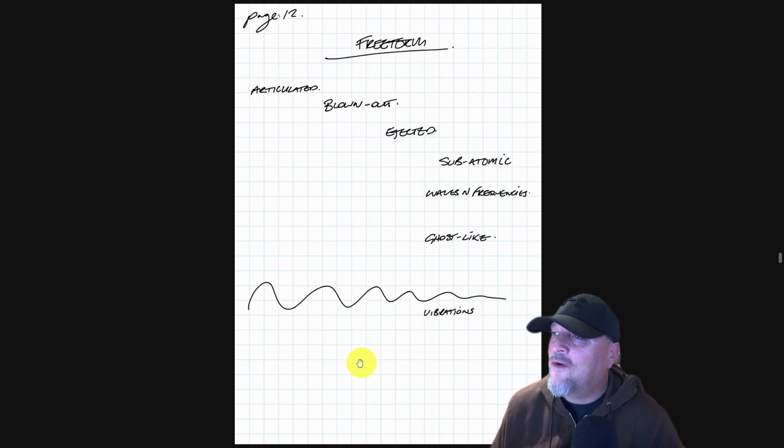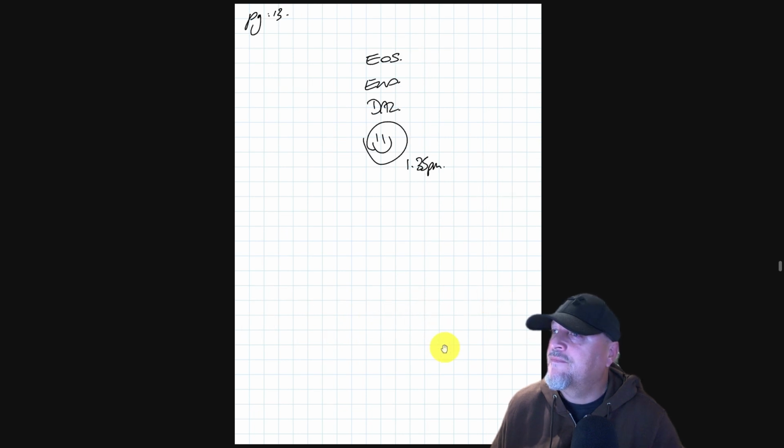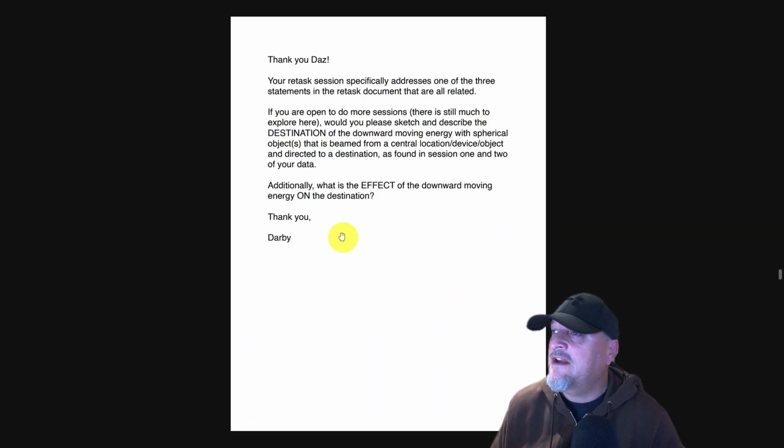So a bit of free-form information on the end here. I had words like articulated, blown out and ejected, subatomic waves and frequencies, and it felt ghost-like because it's non-physical, and had this very strange kind of vibrational pattern to it. So that was the end of that session, and then I was retasked with more to explore.